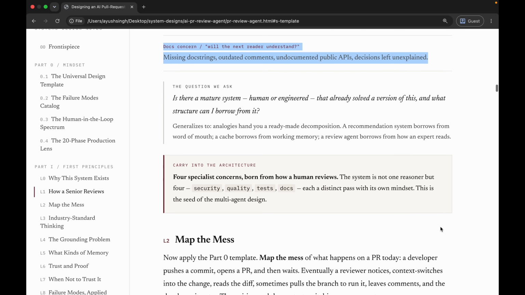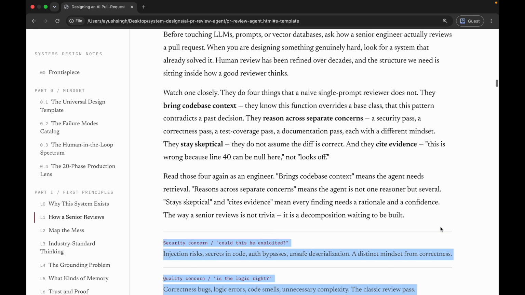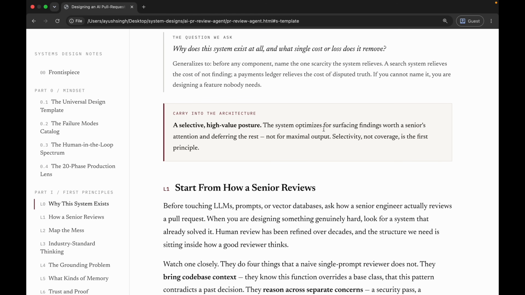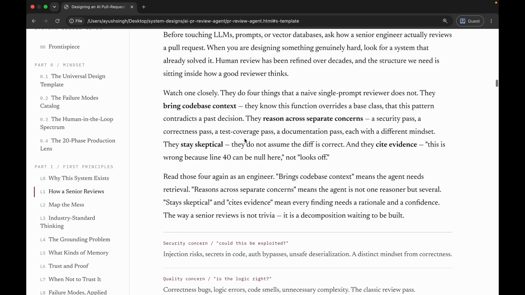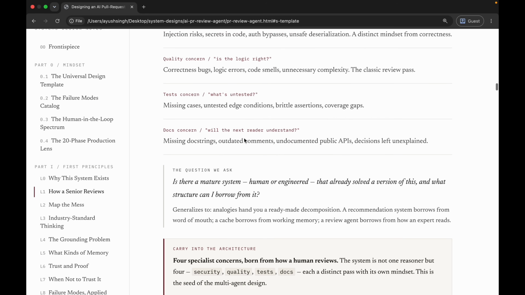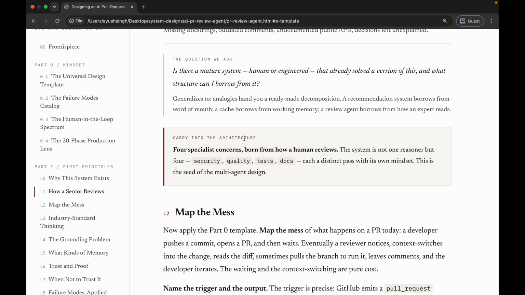So now, first we said that the problem from our architecture is we're looking for something that has selectivity, which means it looks at the high value findings and optimizes to surface findings worth a senior's attention and defer the rest, which means high confident PRs should be reviewed and uncertain ones should be given to the senior engineer.